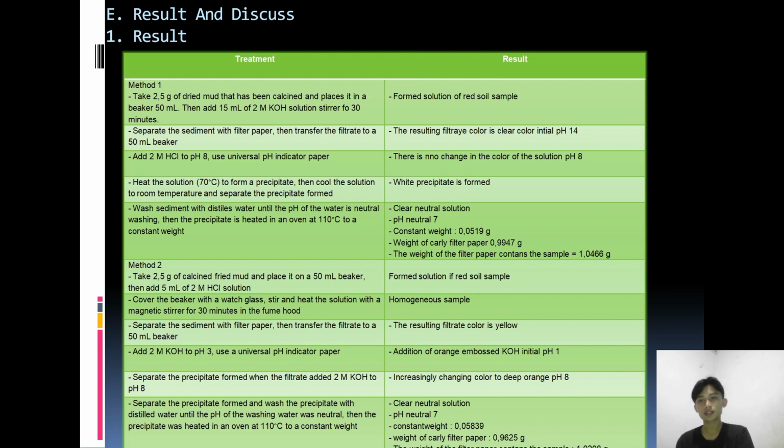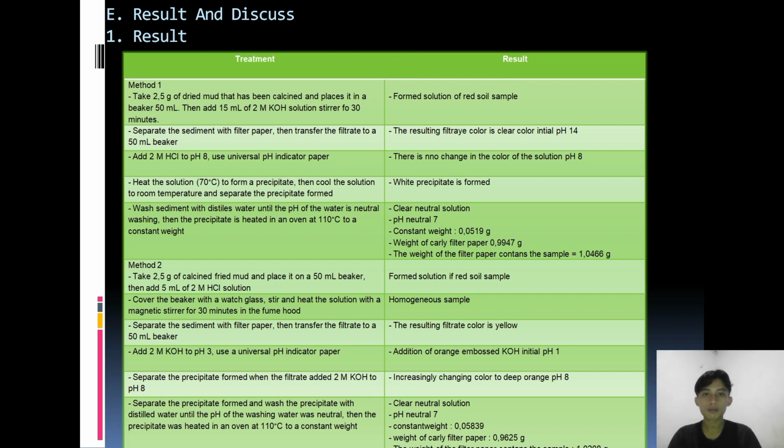Results and discussion. Number 1, result. The treatment, method 1. Take 2 grams of dried mud that has been calcined and place it in a beaker glass 50 ml. Then add 15 ml of 2 molar KOH solution and let it rest for 2 minutes.